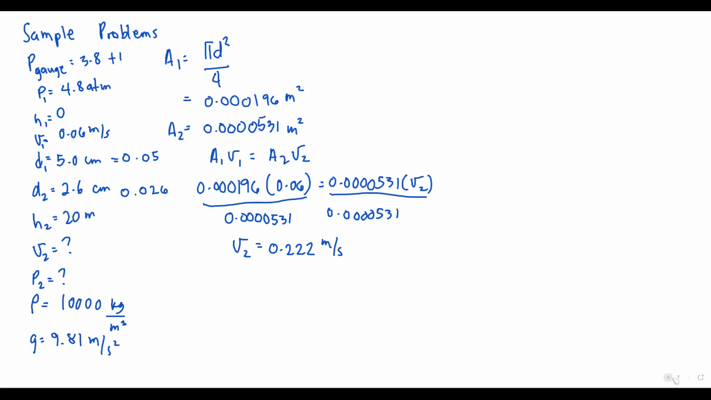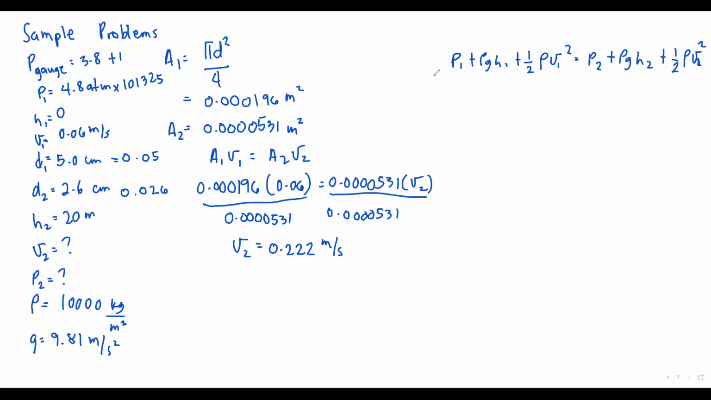So ano yung formula natin? 'Di ba? Ito. So P1 plus rho GH1 plus 1/2 rho V1 squared is equals to P2 plus rho GH2 plus 1/2 rho V2 squared. Okay? So need natin siya i-convert to Pascal kasi need natin siya i-minus. Huwag niyong kakalimutan i-convert ha. So times 101,325 lang naman yan. So meron na tayong V2, 'di ba? 0.222.